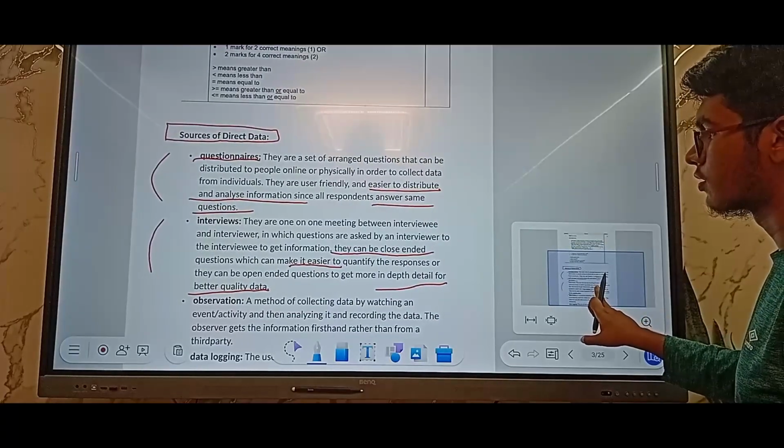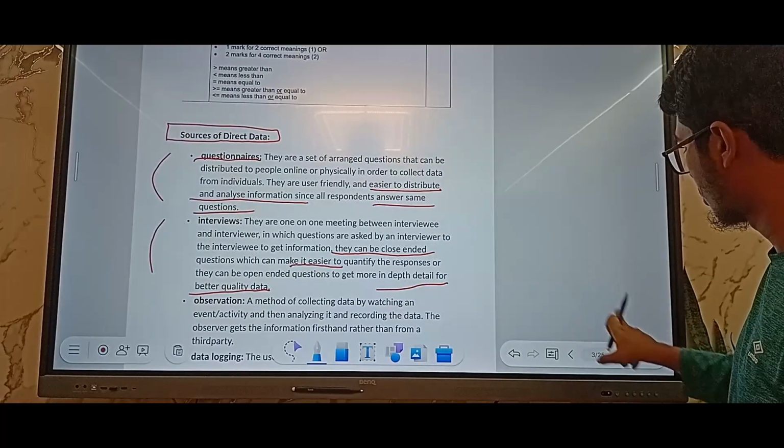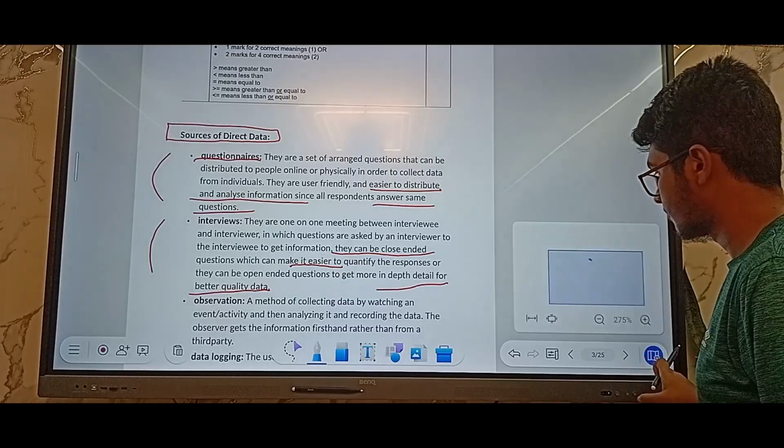Now moving on, what we can do is that we'll be reading observations.